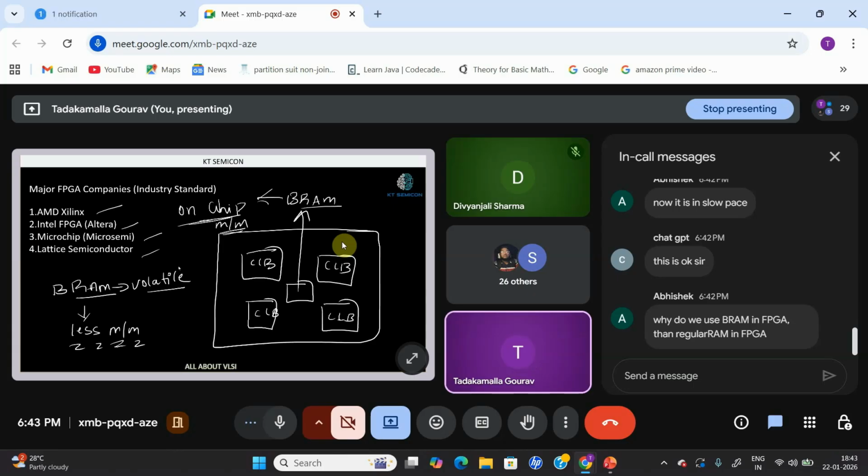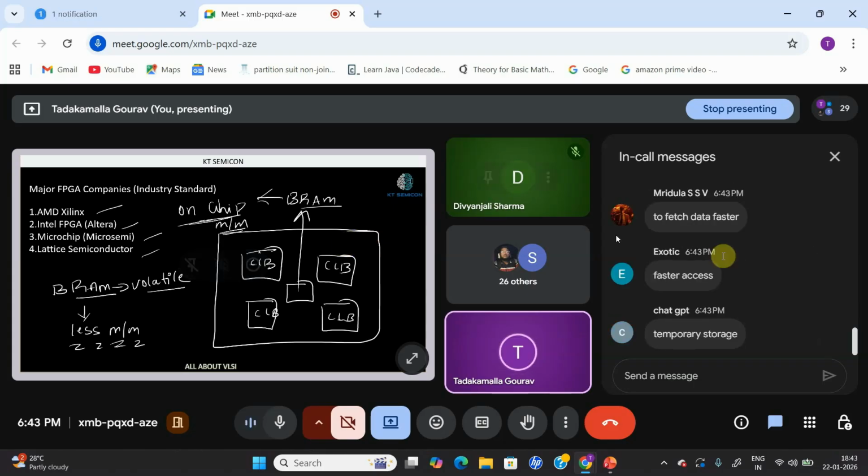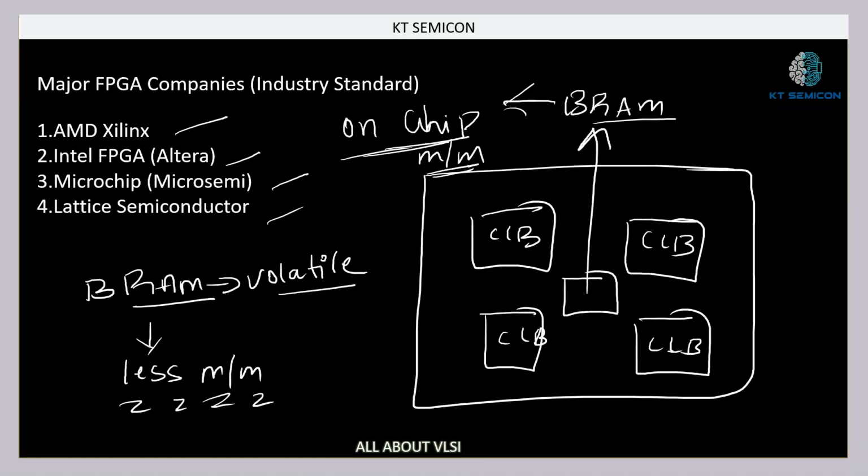Anyone knows? Temporary memory. Okay. Why do we need a temporary memory? To fetch data faster, exactly. So here also, if we want to fetch our data in less time, we are going to use this BRAM. Let me give you one simple example.